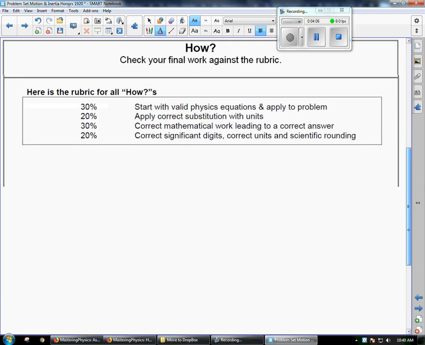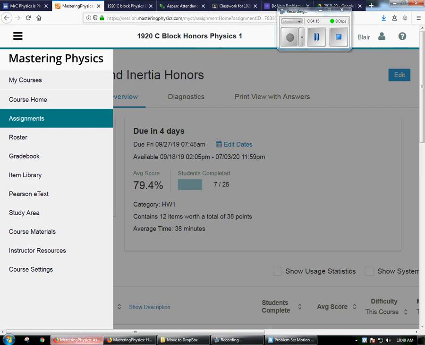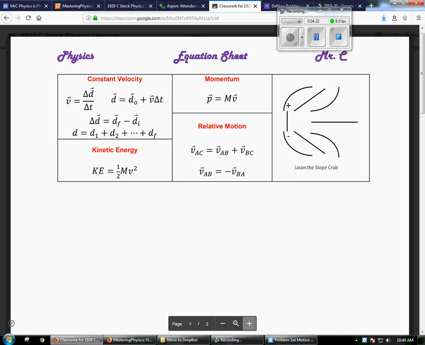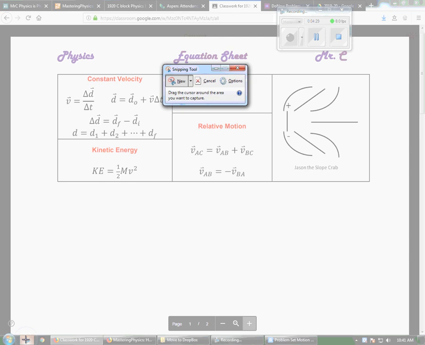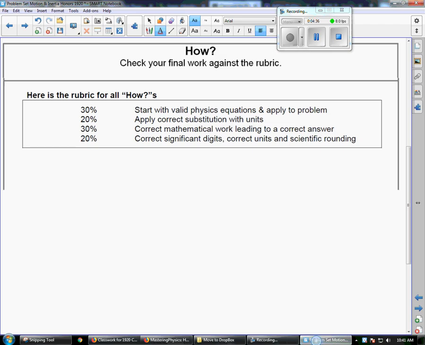Alright, so now I'm going to move on to my how. I want to make sure I start with a valid physics equation, so I'm going to get up my equation sheet. I'm looking for an equation that has to do with position, velocity and time, and I'm going to pick this one right here. By pasting that in, that counts as my starting with valid physics equations.